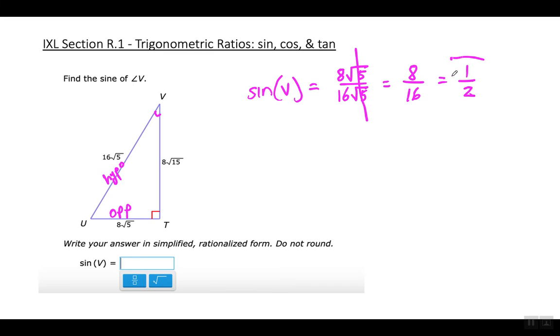All right, this one's easy, but whatever. I put it in there, so there you have it. We'll get to some tougher ones in a second. All right, let's look at the next example.